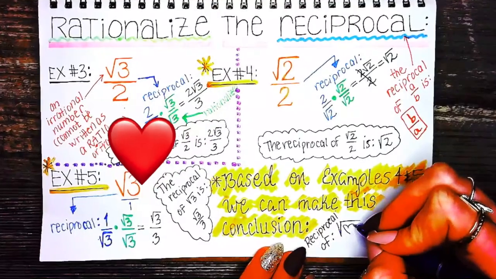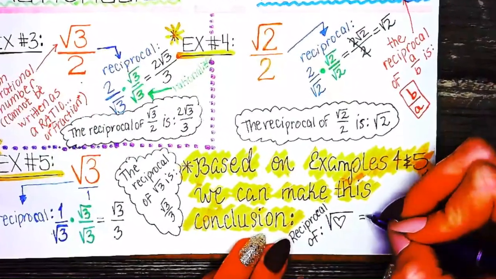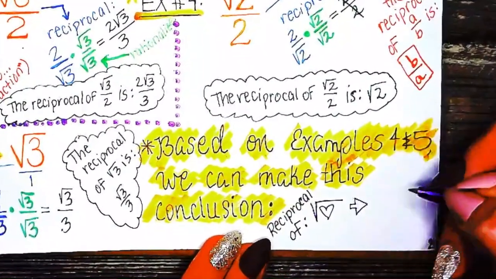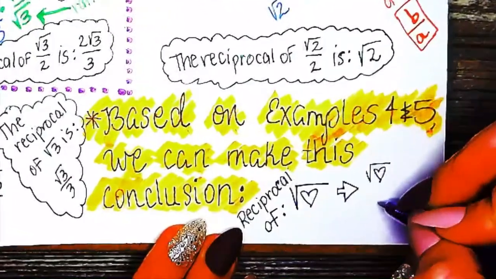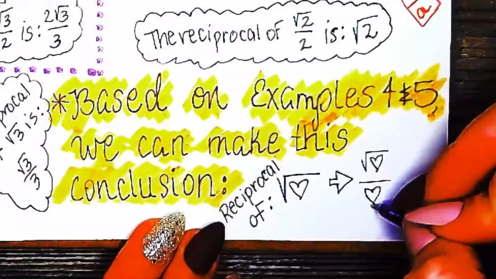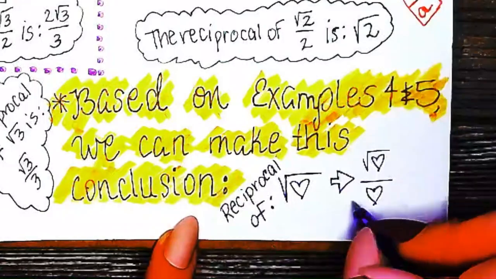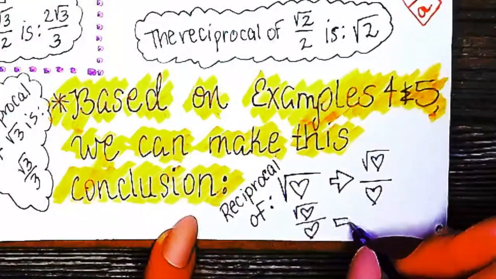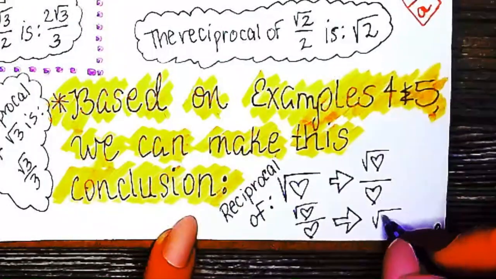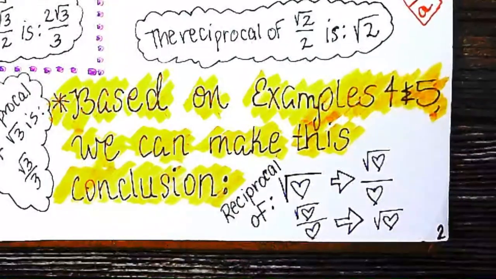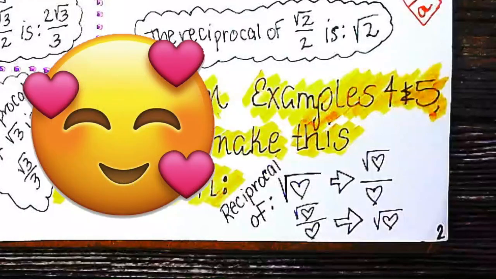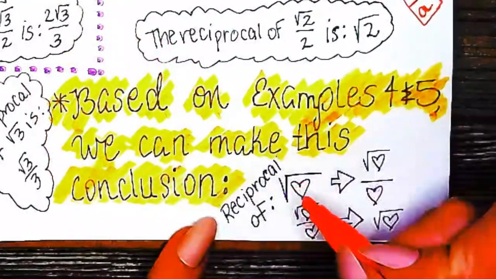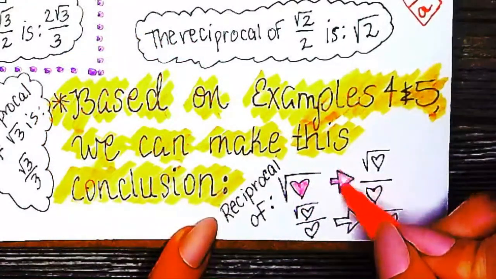Put a heart in that radical, it doesn't matter. The reciprocal of radical heart is radical heart over heart. And the same is true in reverse. The reciprocal of radical heart over heart is radical heart. Knowing this by heart, see what I did there, is going to be very beneficial to you. It will save you a lot of headache.